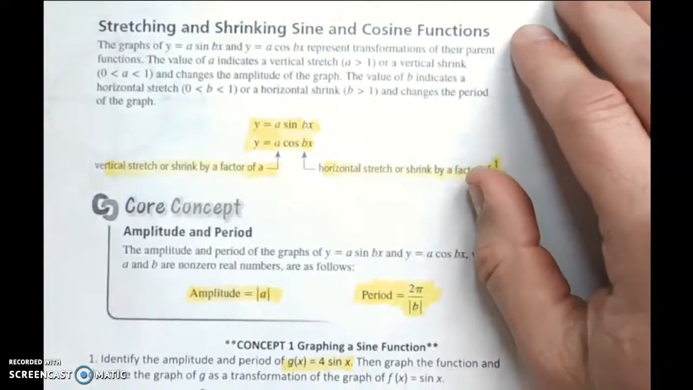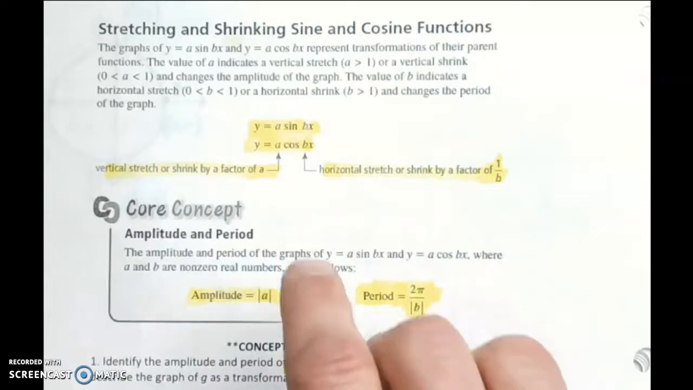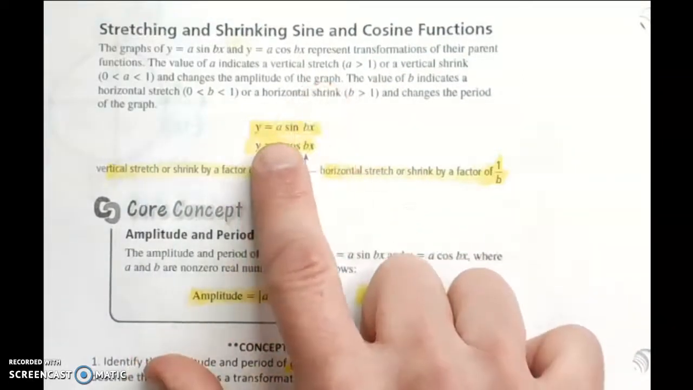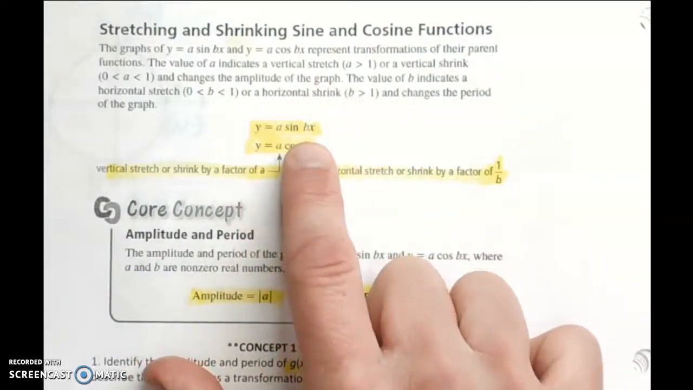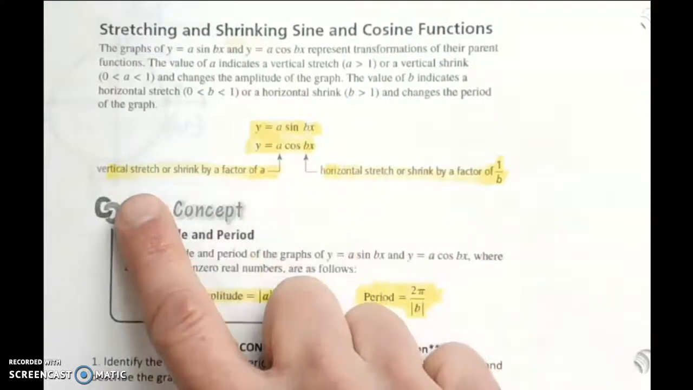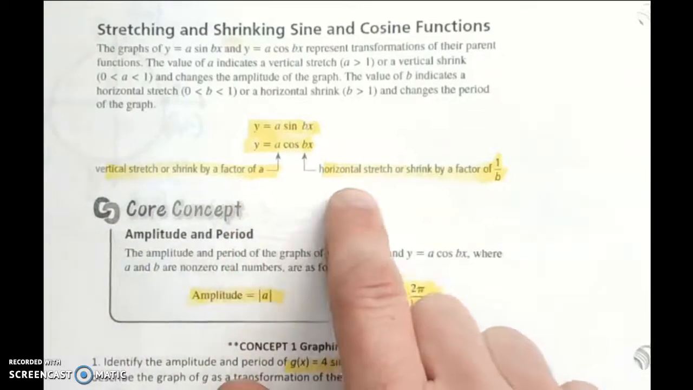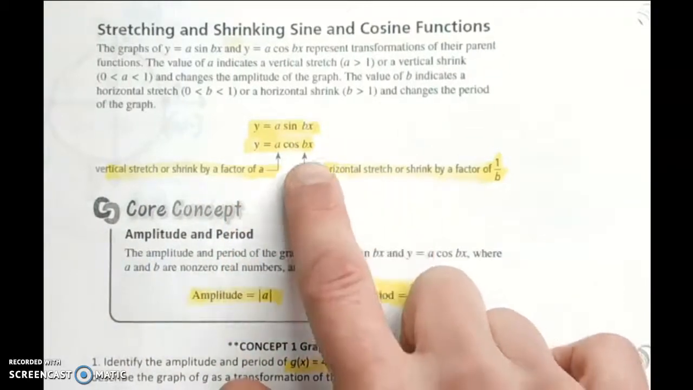Alright, I'm going to go ahead and flip it up, keep on going here in this explanation. Alright, so those were our parent functions. Now we do get into some transformations here, the stretch and shrink. You can read this, but y equals a sine bx, or y equals a cosine bx. The vertical stretch or shrink is the a portion. The horizontal stretch or shrink is the b, or 1 over b.